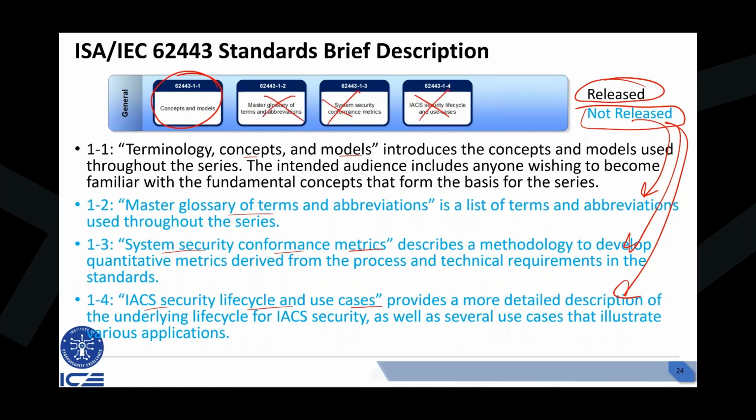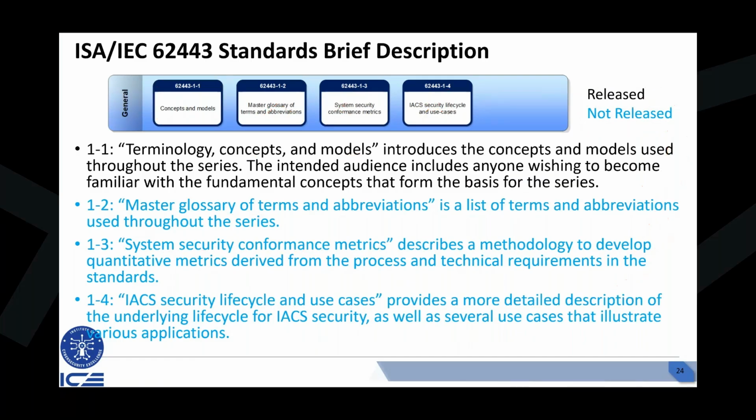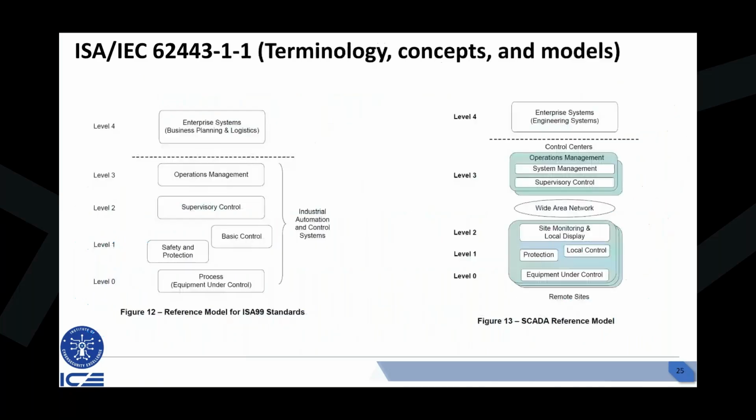So let's spend a few minutes on 62443-1-1. I'll just highlight a couple of things because today's session is foundational. It is just a basic introduction. We're not going to go through the whole standard or any component of it, but just to give you an idea: when we say that 62443-1-1 is about terminology, concepts, and models, these are a couple of models that some of you may have seen or may already be familiar with.